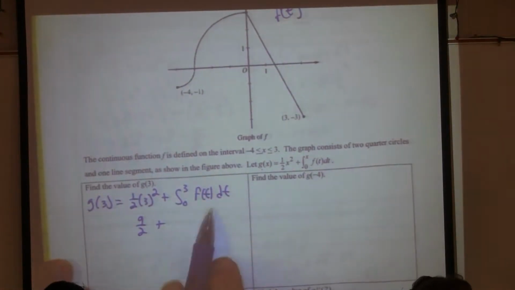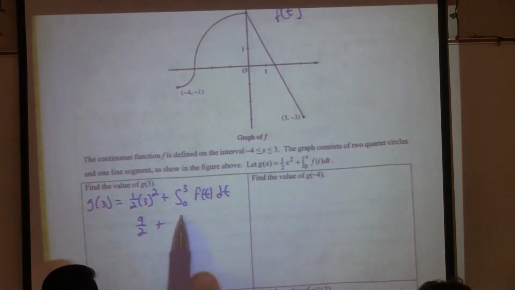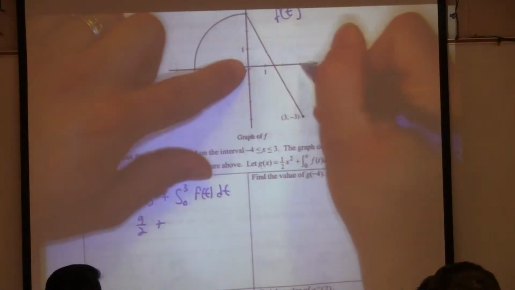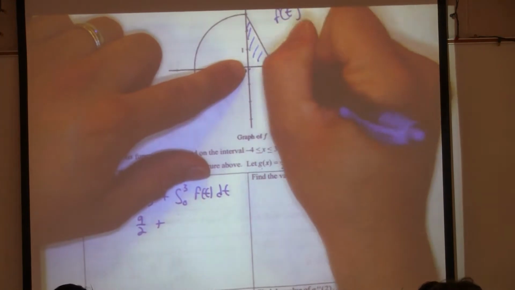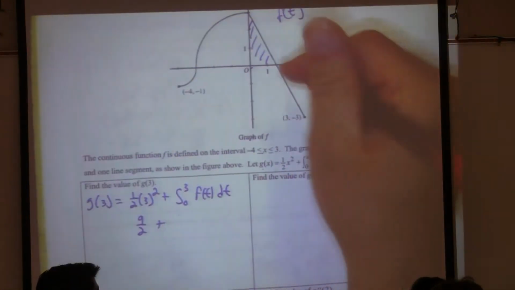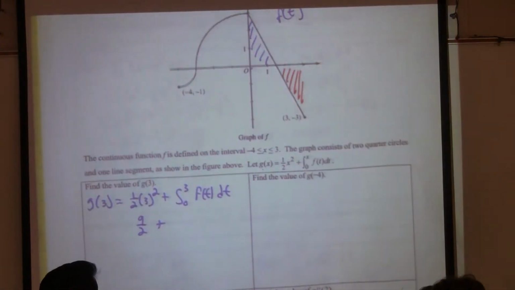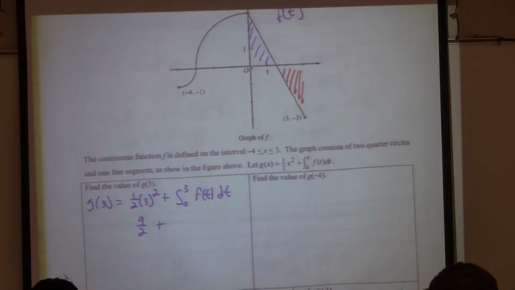And to calculate this, we have the graph of it, so we can use the graph. We want to know from 0 to 3. So we want this space combined with this space.